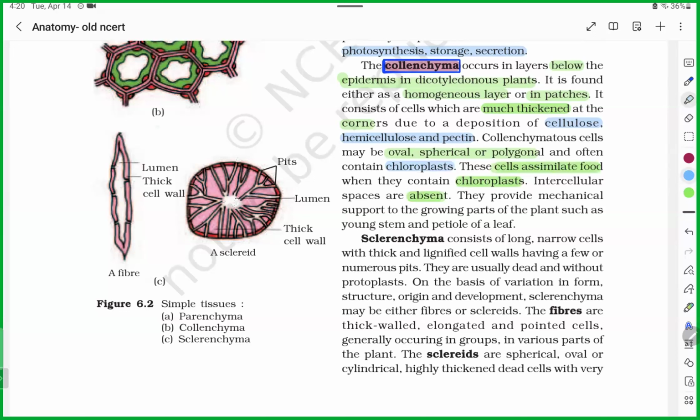And benefit of this cell is they provide mechanical support to the growing part. Growing part like young stem or petiole of the leaf. Petiole is very flexible, flutter in air. It keeps waving in the air like this. That is petiole. Young stem is very flexible. Again, reason is collenchyma. Anybody have question, guys?